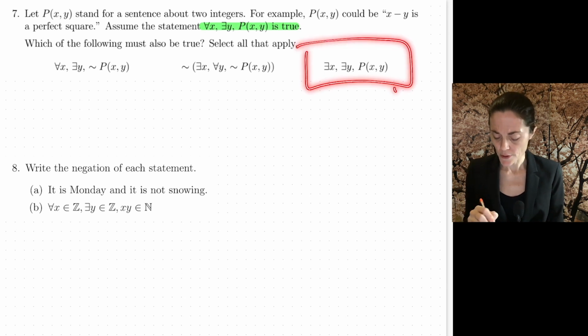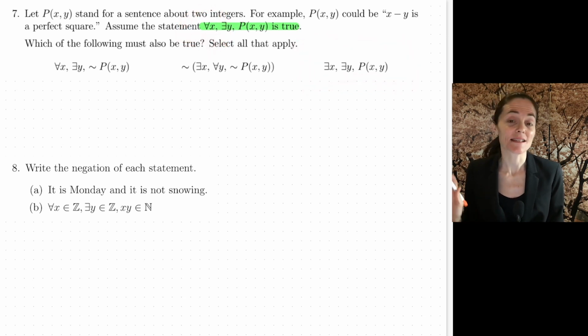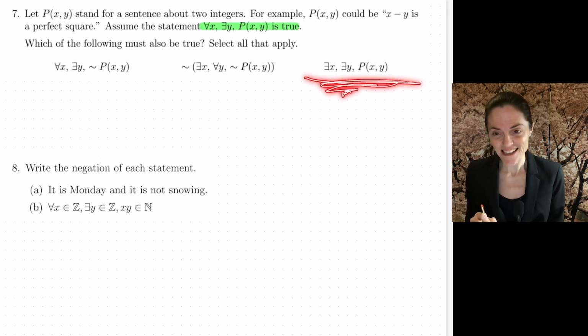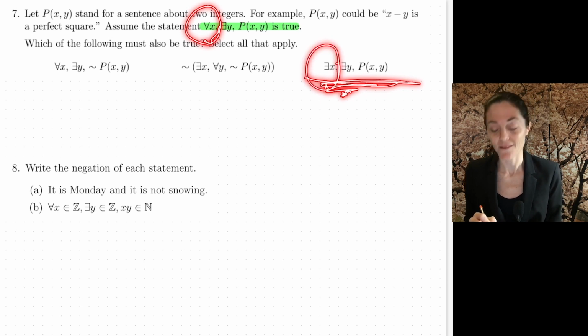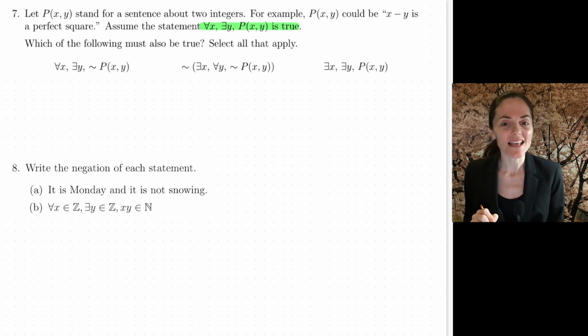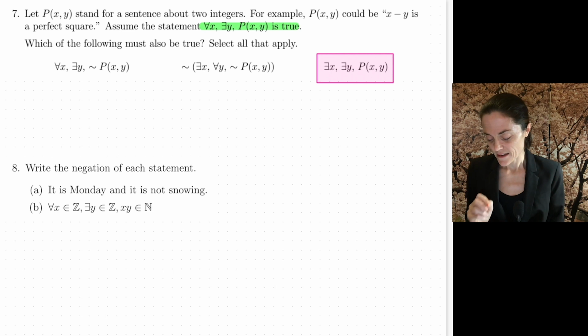This one might be a little easier to see immediately. If it is the case that for all x, there exists y, P of xy, certainly there exists x, there exists y, P of xy, because we had a for all, and so we can definitely conclude there exists. Now, what about this other one? Oh, so let me outline this one, yes, that is one answer.